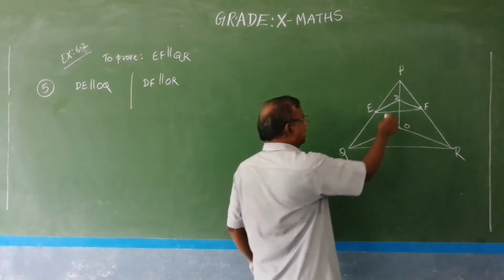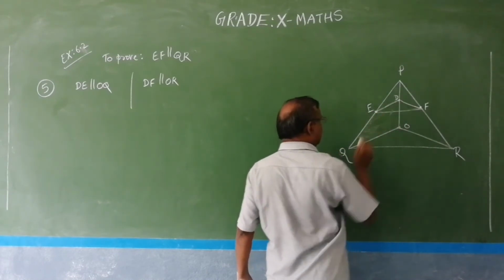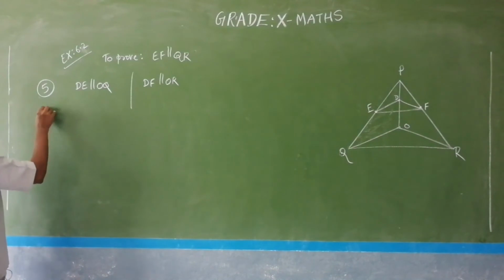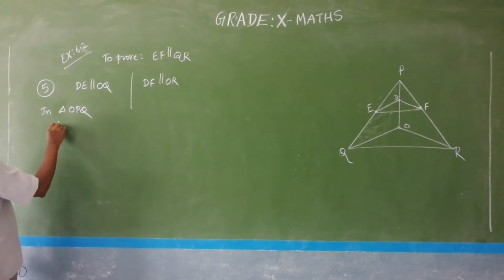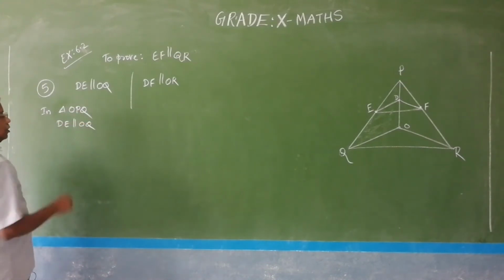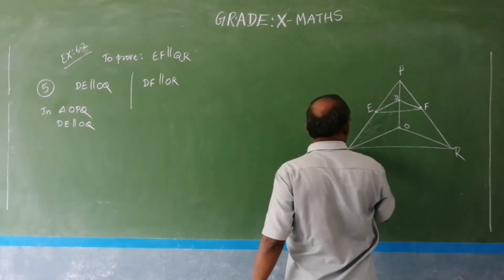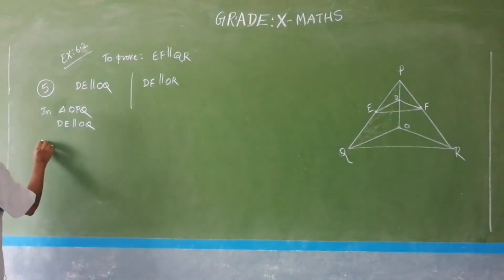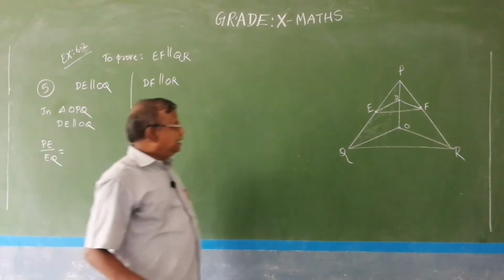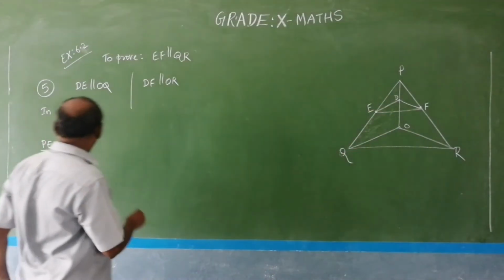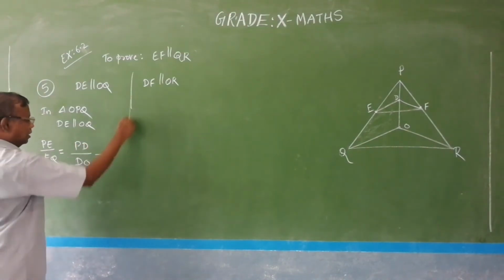First, you consider the triangle OPQ. In triangle OPQ, they given that DE parallel to OQ. So by BPT, PE divided by EQ is equal to PD divided by DO. Say this is one.